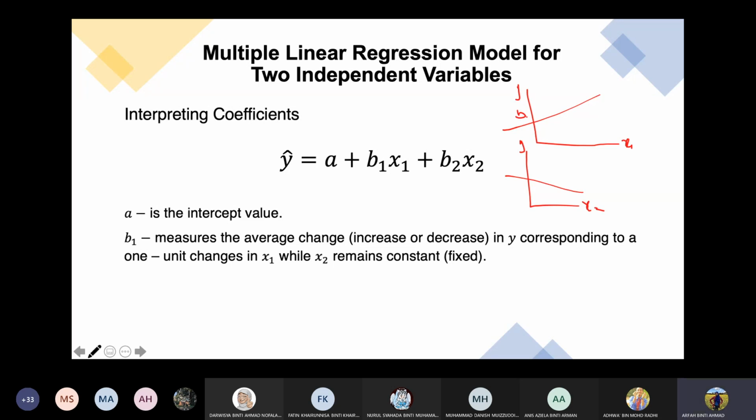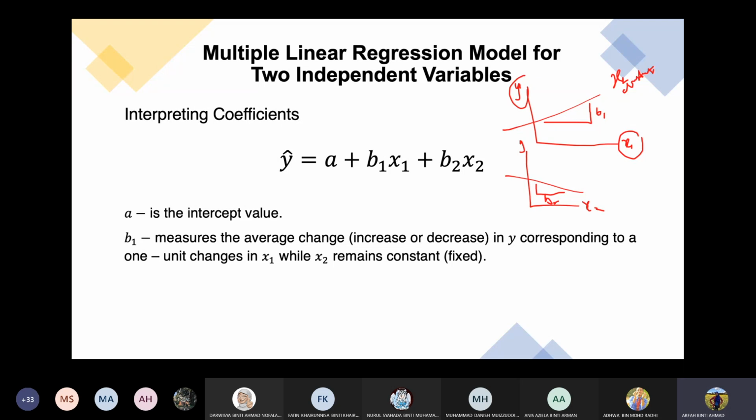Okay. So B1 adalah dia punya slope. The value of the slope, this is B1 and this is B2. Okay. So kalau kita nak tengok dia punya slope ni, dia sebenarnya berapa perubahan dalam X1 yang akan menyebabkan perubahan dalam Y. Dalam masa yang sama, X2 remain constant. X2 tak berubah, X1 yang berubah. So apa efek terhadap Y? Itu adalah how we are going to interpret the value for the coefficient of B1.